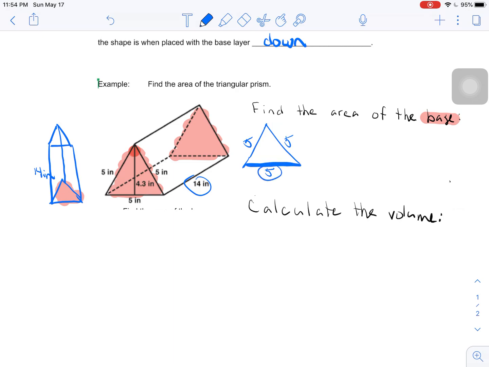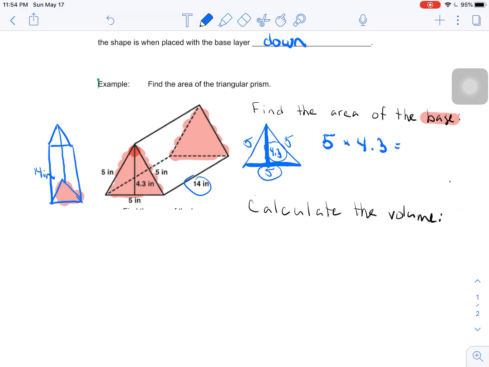So this 5 is the base. But those two 5s on the side are not the height. So the height is if you run straight up and down at a right angle to the bottom edge, or the base of the triangle. So that means that our height is actually this 4.3. So those are the numbers that we're going to use to get the area of our triangle. So we can go ahead and do that.